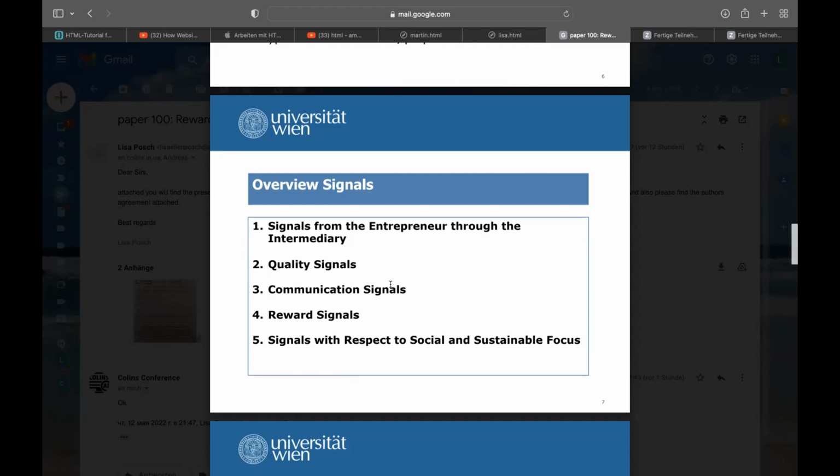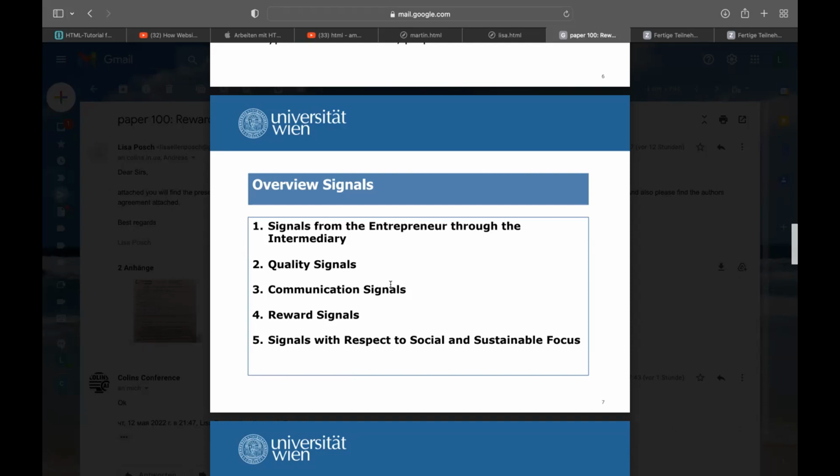And lastly, the fifth signals are the signals with respect to social and sustainable focus. Globally, there is a consensus about the high importance of environmental and also social problems, such as climate change. Entrepreneurs try to adapt to the challenges by producing innovative products and services that at least protect the environment and also communities. And companies and organizations also take competitive advantage by strategically following sustainable approaches. This can be a signal to the crowd.